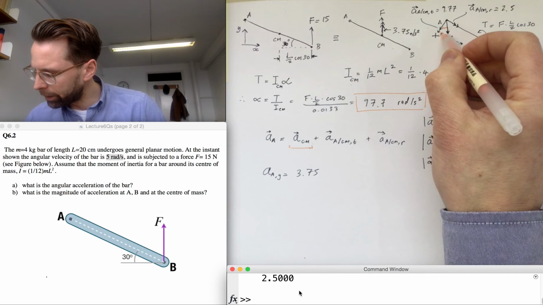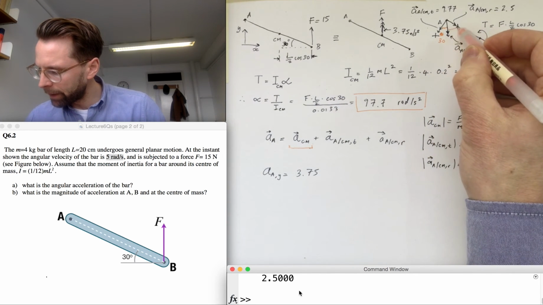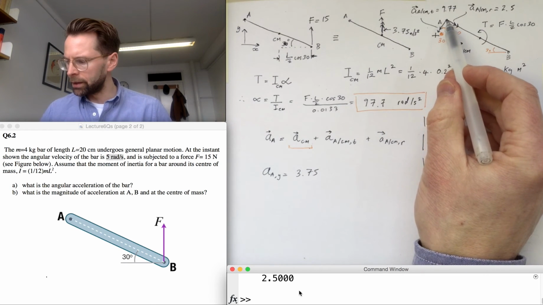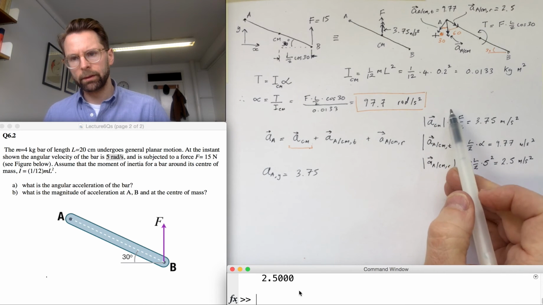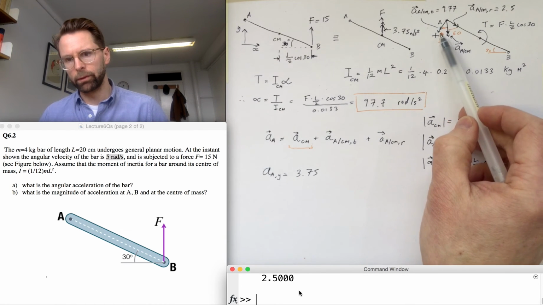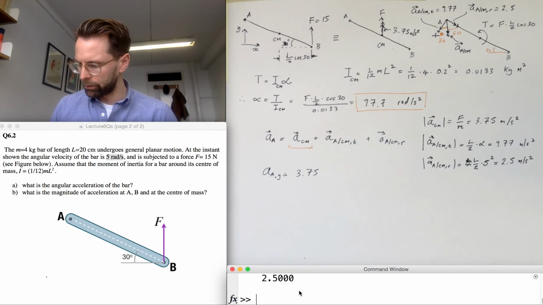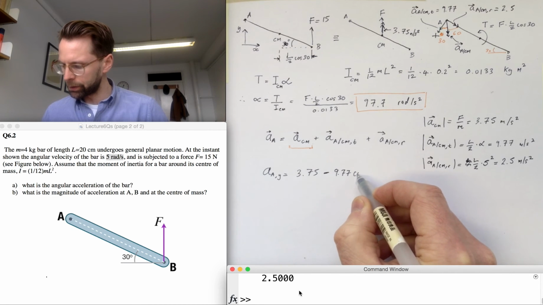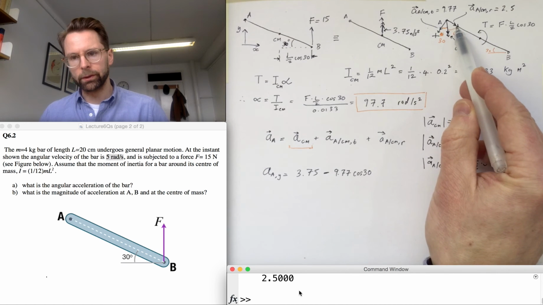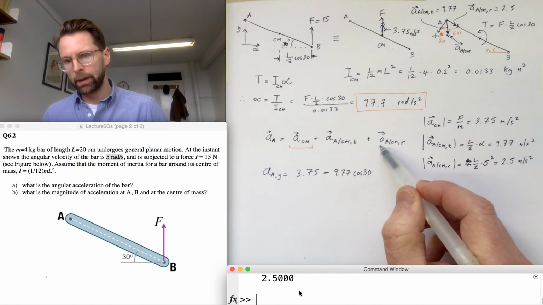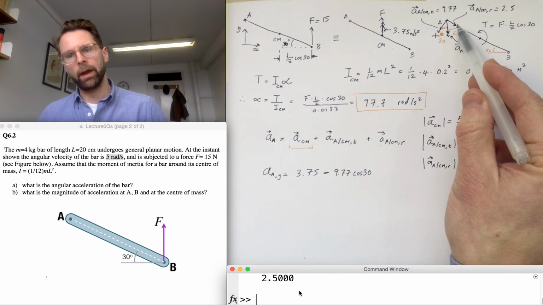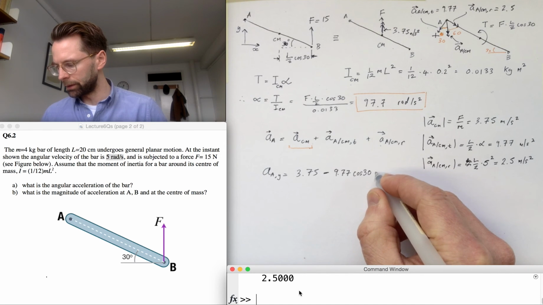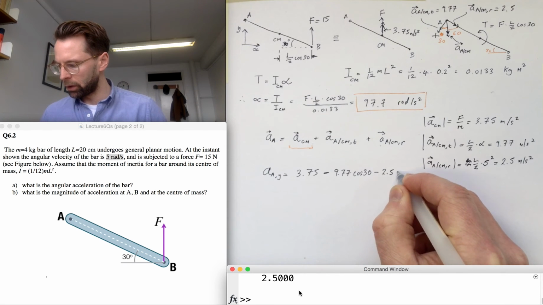You can't read that very easily, so let's make that a bit bigger. That angle is 60. So we've now got an acceleration in the negative y direction, 9.77, that we have to resolve through this 30-degree angle. So that's going to be minus 9.77 cos 30. We've also got to resolve this component vertically, and again this is a negative component because it's in the negative y direction, so this will be minus 2.5 cos 60.